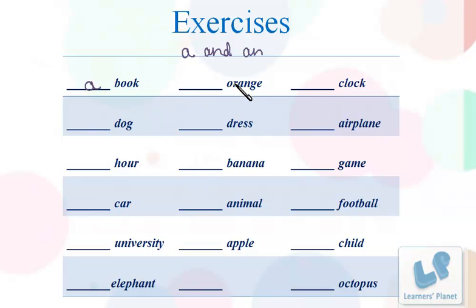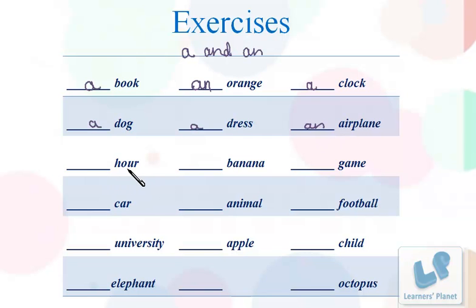Now orange. It has a vowel, so over here we will use an. Clock, it has a consonant C, so that's why we'll use a over here. Now with dog also we will use a. Dress, we will use a. And with airplane we will use an, because it begins with a vowel, that is A.